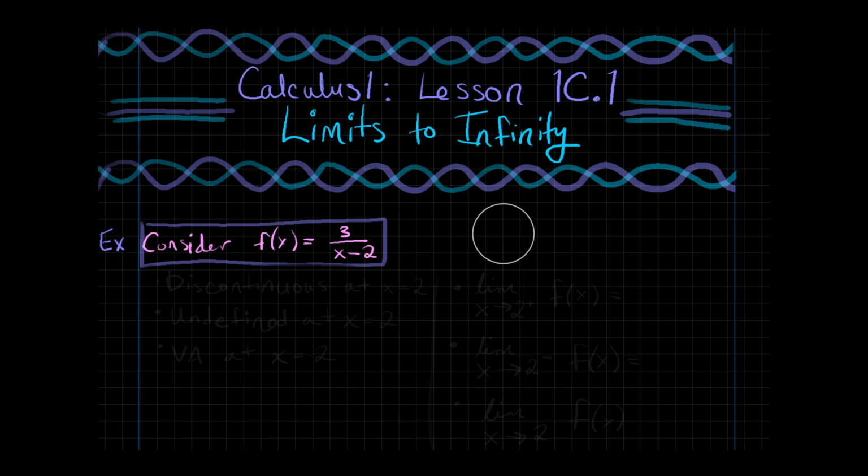Now take a moment and see if you can visualize what the graph of this function is going to look like. This is a rational function. It has only one linear factor on the bottom, and it zeroes out at positive 2. So we should expect to see a vertical asymptote at positive 2, right? Let's take a look at the graph.